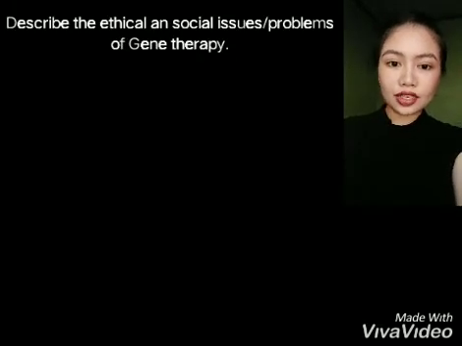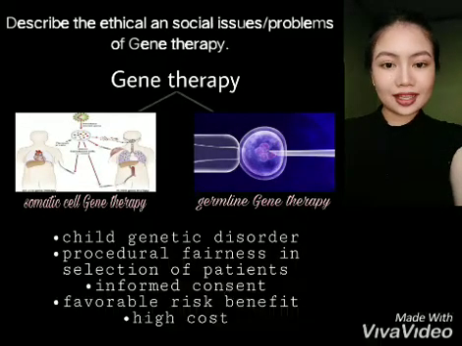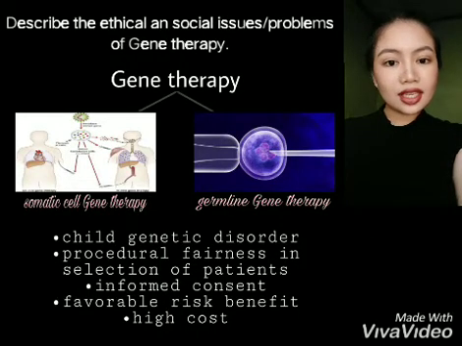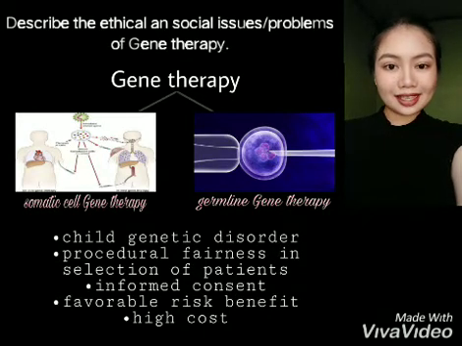For our second task, we describe the social and ethical issues or problems of gene therapy. We all know that we have 2 types of gene therapy. This is the somatic cell gene therapy that focuses on body cells such as bone marrow and blood cells, and germline gene therapy that focuses on the egg and sperm cells. These 2 ideas are really controversial, where it provides an ethical problem in the medical field, where it could spare future generations from having a child with a particular genetic disorder affecting the development of the fetus.